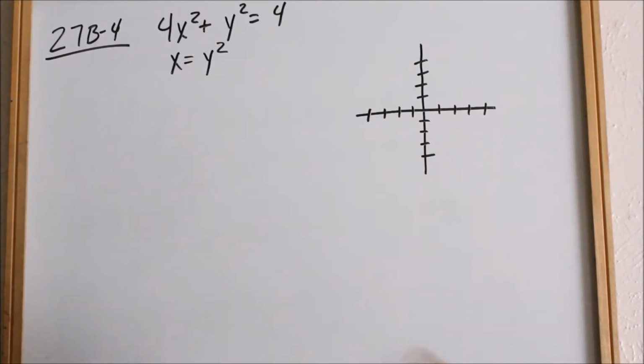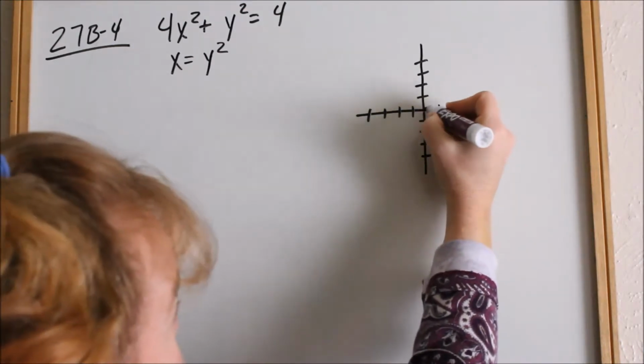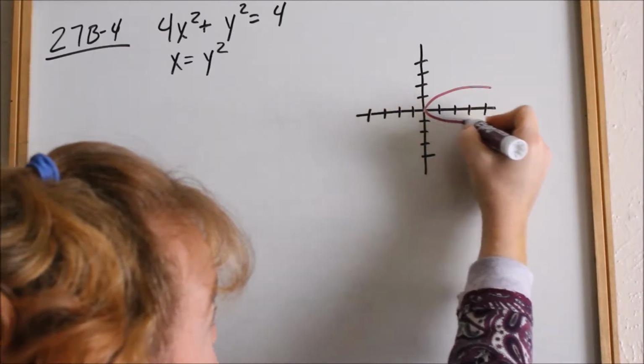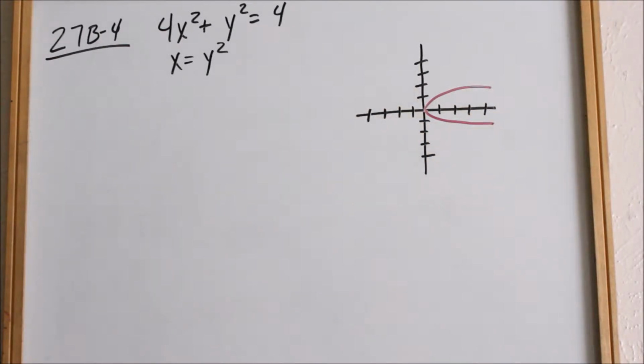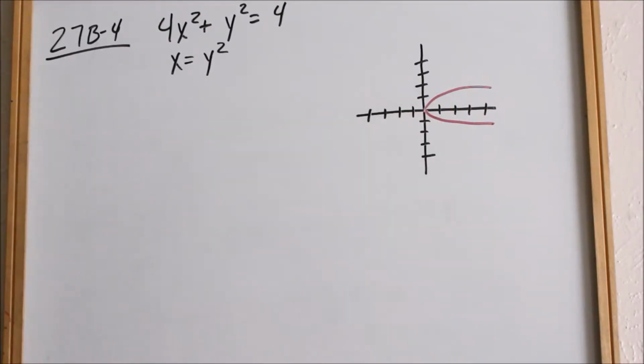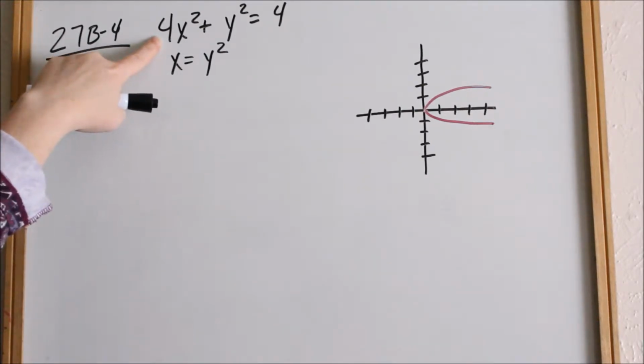So just as a rough estimate, because I have no idea how wide the parabola is, that's where it just becomes an estimate. So I have a parabola that looks something like this, okay? And again, that's just a rough estimate. I didn't draw that very well because it should be symmetrical, and I drew one a little wider than the other. Anyway, this first equation, 4x squared plus y squared equals 4.